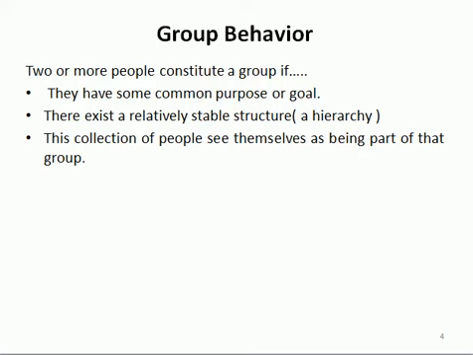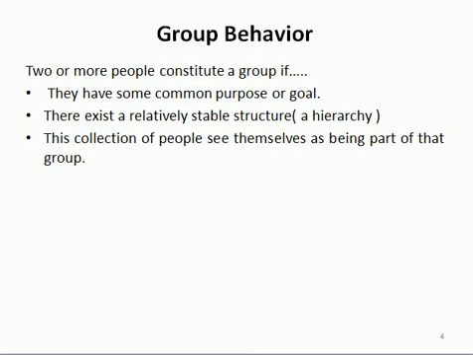So what is group behavior? When two or more people constitute a group, what characteristics should they have? They have some common purpose or goal, and there exists a relatively stable structure, which means a hierarchy. The formation or constitution of a group is called group behavior.